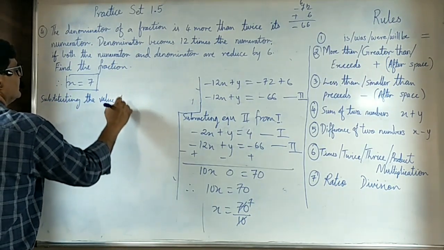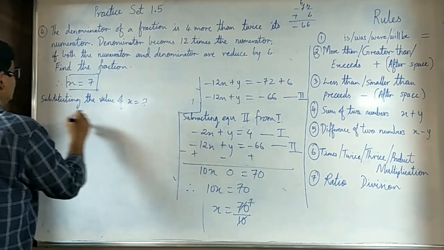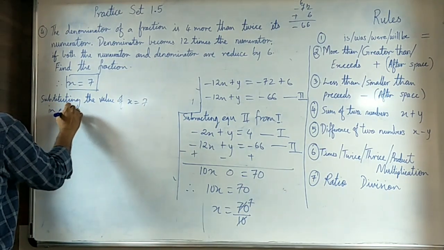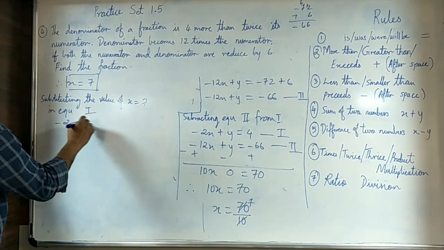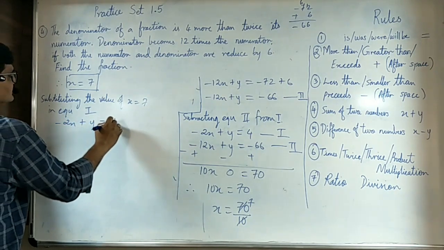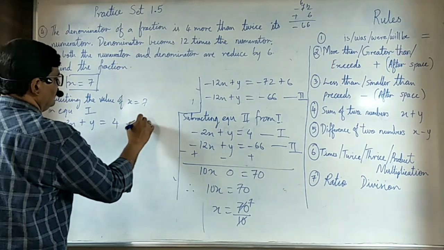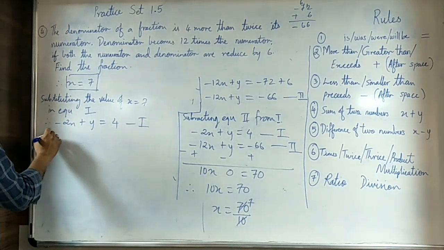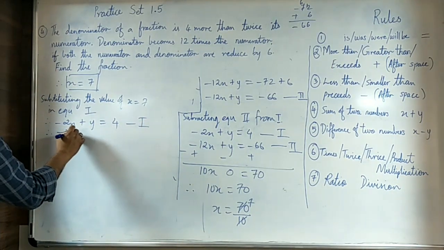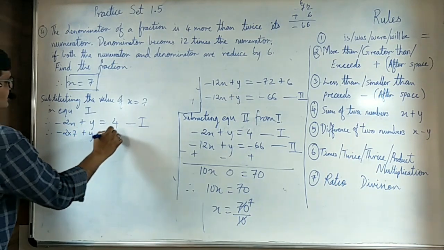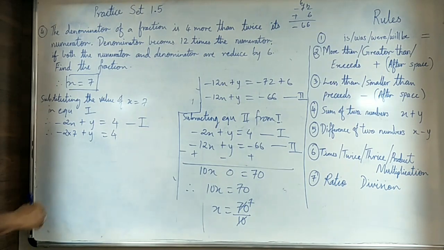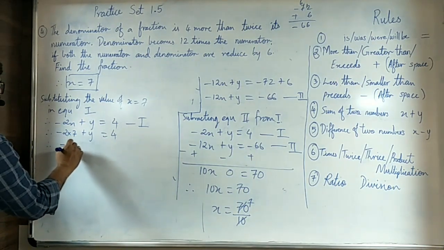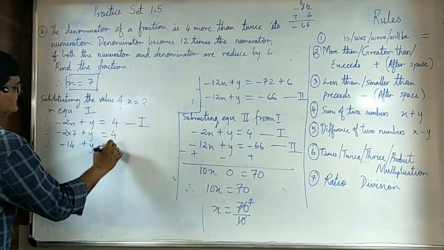The value of x is equal to 7 in equation 1. Can I take that equation 1? Minus 2x plus y is equal to 4. That's my equation number 1. So now here this will be minus 2 into 7 plus y is equal to 4. You can see that minus 2x, so 2 into 7. So in this case you will get minus 14 plus y is equal to 4.